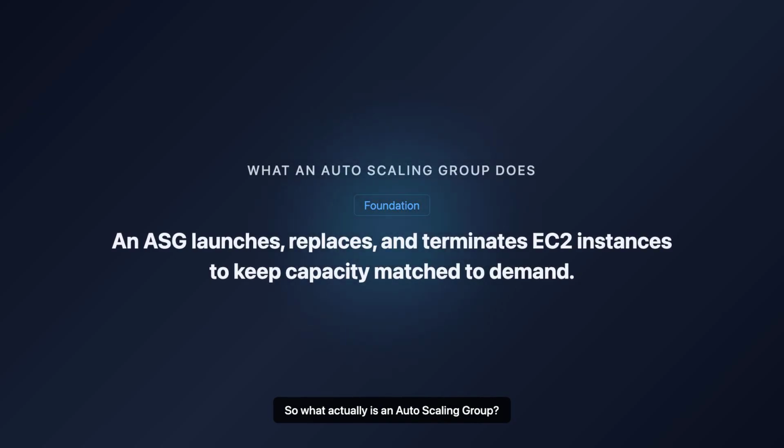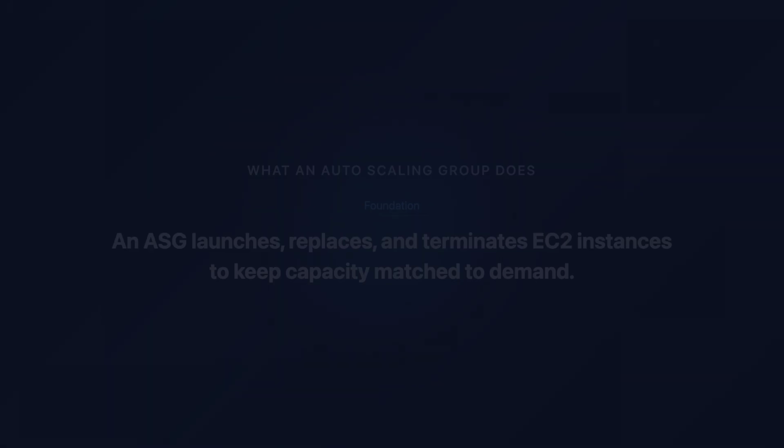So what actually is an auto-scaling group? At its core, it's a manager that keeps the right number of EC2 instances running. It launches instances when it needs more, terminates them when it needs fewer, and replaces any instance that goes unhealthy. That's the foundation everything else in this video sits on. Before we talk about clever scaling policies, understand that even a group that never changes size is doing valuable work, because it's constantly keeping the fleet healthy.